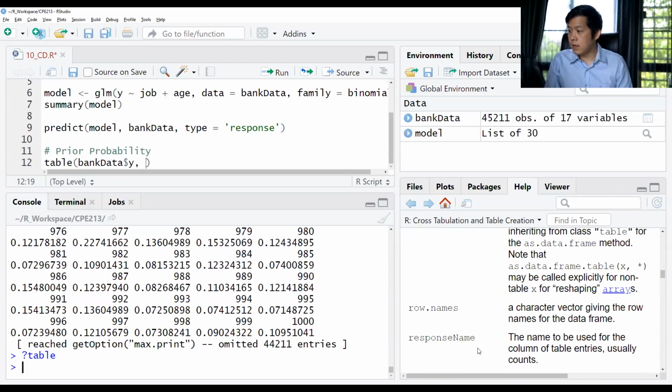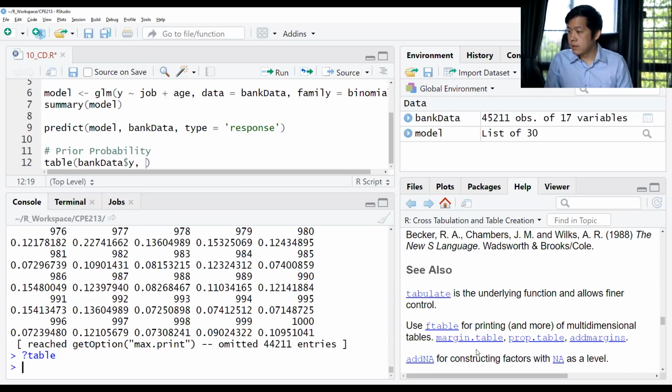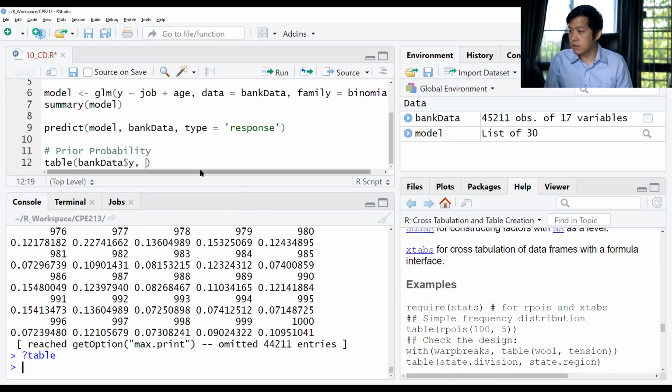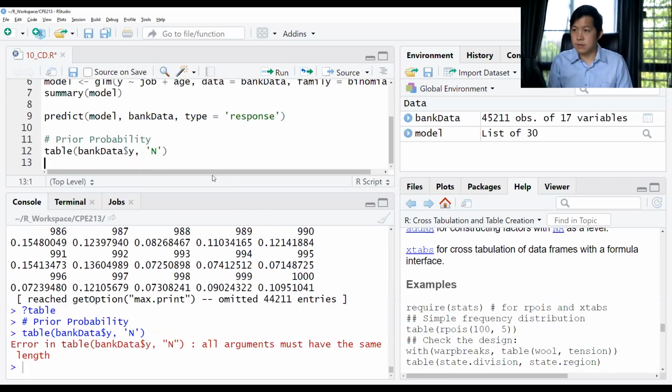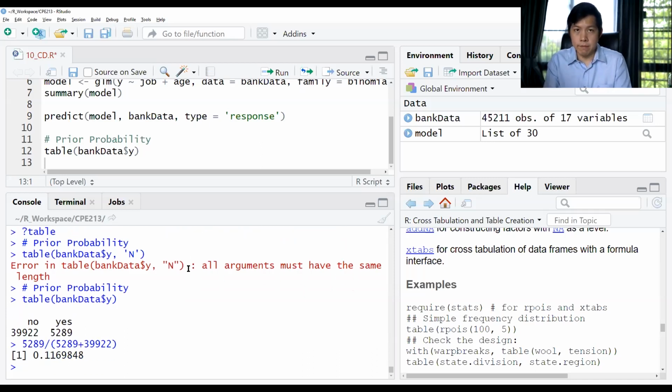Or is that Python? I suppose that is Python. Right, it kind of becomes confused between the two then. No, that's just Python as well. So I just use something like this. Then you have 5289 divided by 5289 plus 39922, and that is 11%.